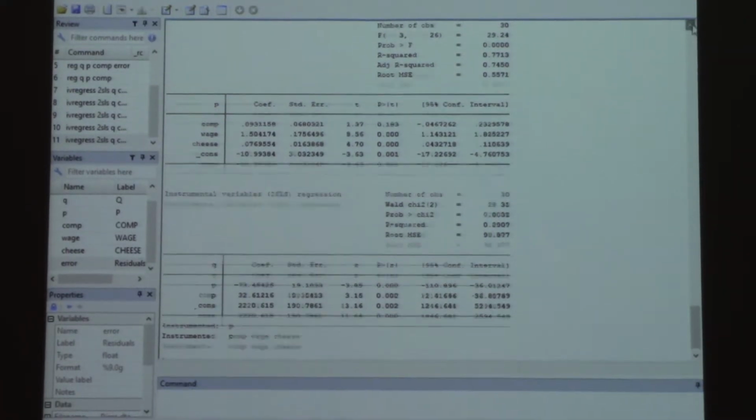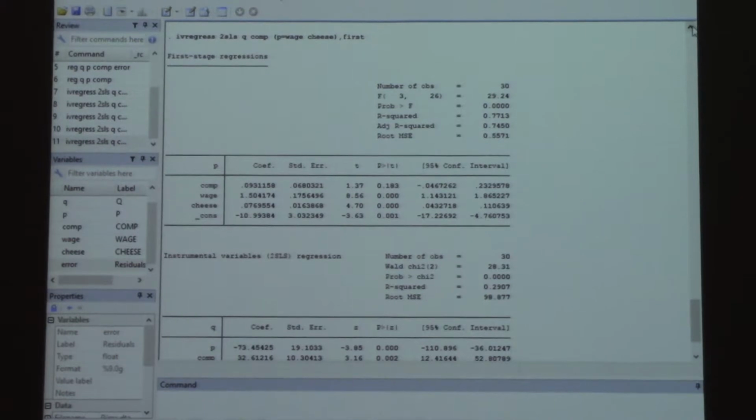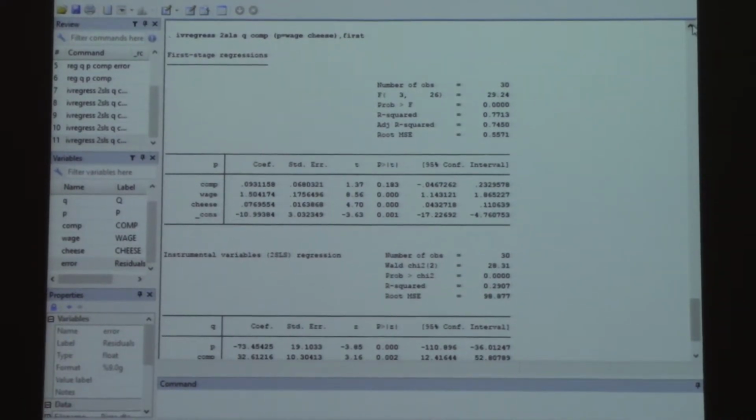And you can see now that using both instruments, notice that both wage and cheese are now positive. Cheese wasn't positive before, it's now positive, and it's statistically significant. They're both statistically significant. Notice our F-stat using both is well over, what was it before, 18? Now it's 29, almost 30.